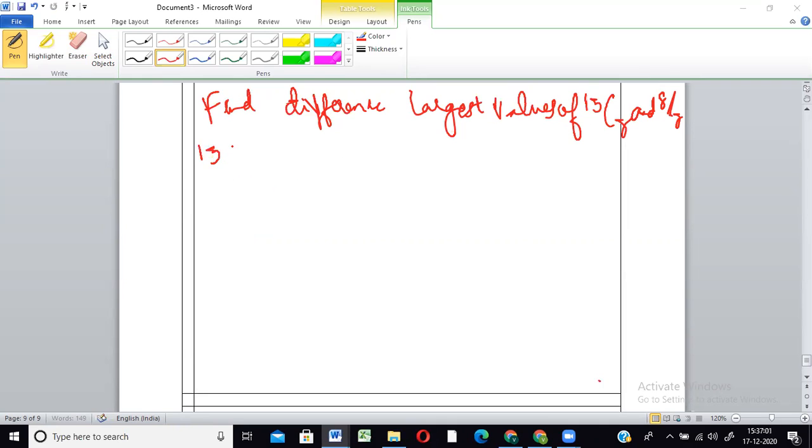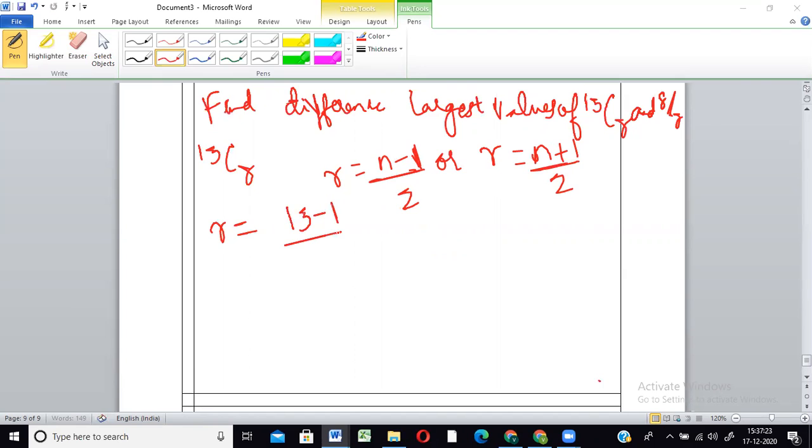So for 13CR, as I said, 13 is odd. So maximum will be at two places where R is equal to n minus 1 by 2 or R will be equal to n plus 1 by 2. Okay. So R is nothing but 13 minus 1 by 2, or else 13 plus 1 by 2. This is nothing but 12 by 2, that's equal to 6, or 13 plus 1 is 14 upon 2, so that's 7. So R can have 6 or 7.